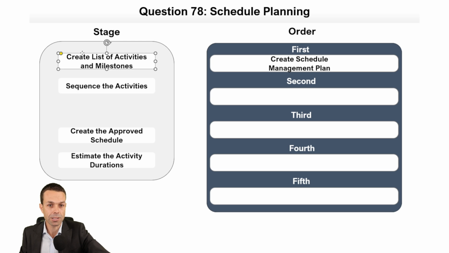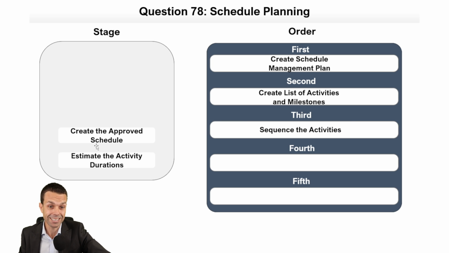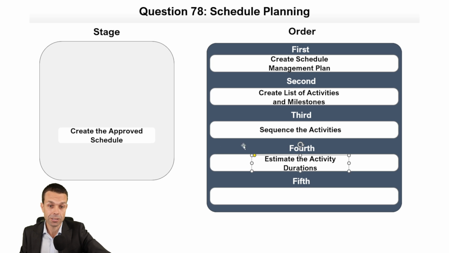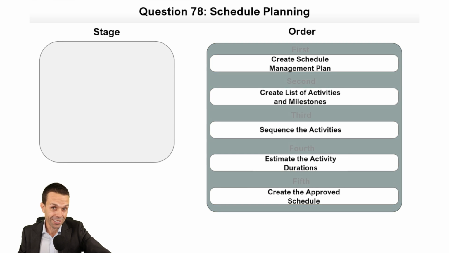Probably create the list of activities based on the scope and the milestones. Then we want to sequence those activities. So do they have any dependencies? Now, once we know that, we can estimate the activity durations. And we've already looked at a few estimating methods, which is really, really great. And right at the end, we have our approved schedule, which becomes our baselined schedule.